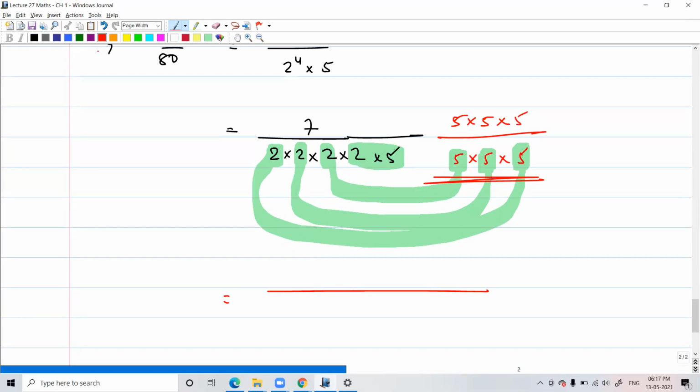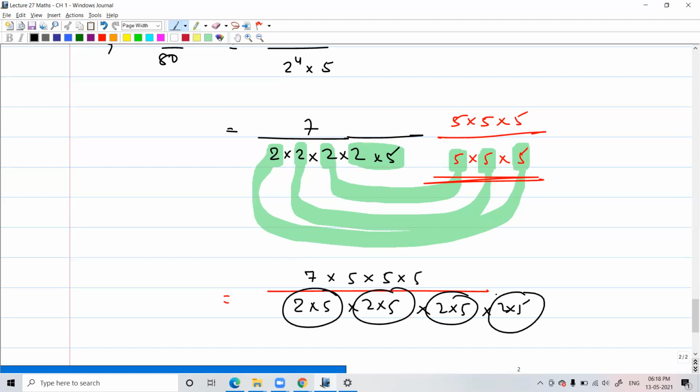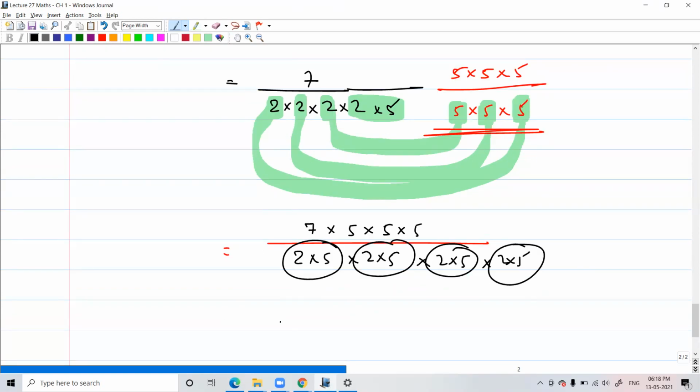So what is my numerator now? My numerator is 7 into 5 into 5 into 5. And my denominator, I'm going to write it as pairs. Whatever pairs I made, let me write 2 into 5, 2 into 5, 2 into 5, and 2 into 5. I'm getting 4 pairs like that, right? Now what is this? 10 into 10 into 10 into 10. I think you should be able to see the answer now, right? Just do the simple multiplication over here.